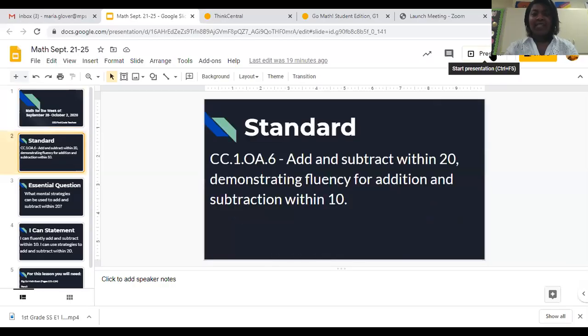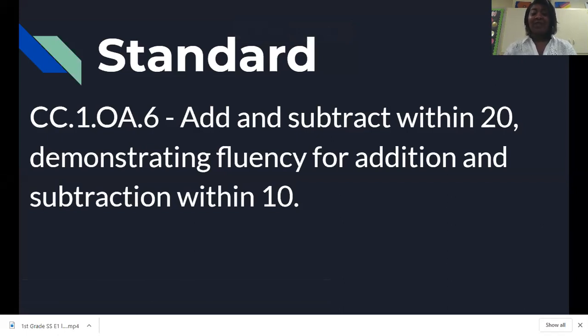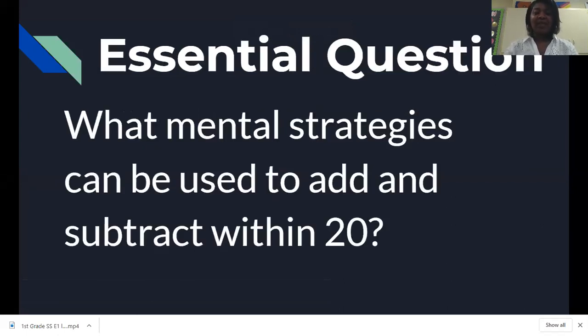Our standard is 1086. We're going to add and subtract within 20, demonstrating fluency for addition and subtraction within 10. Our essential question is, what mental strategies can be used to add and subtract within 20?